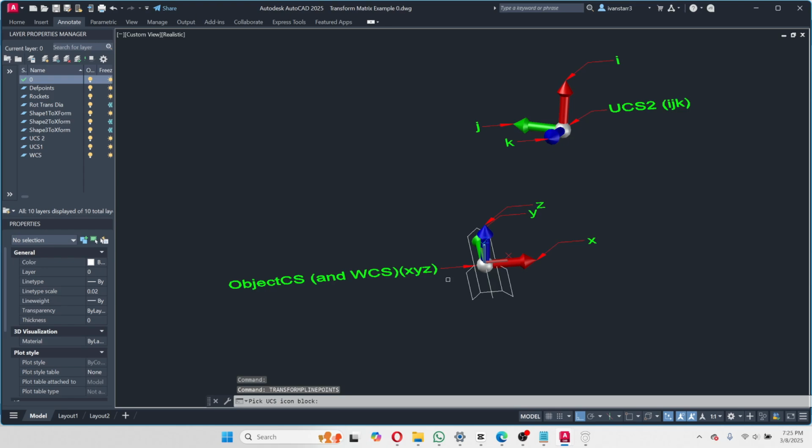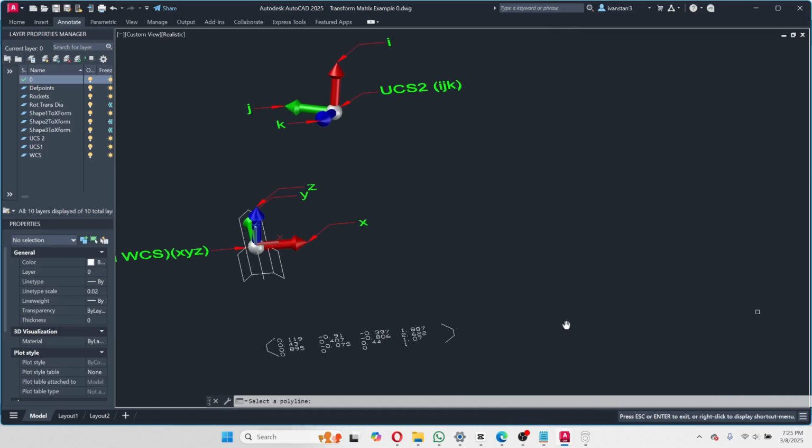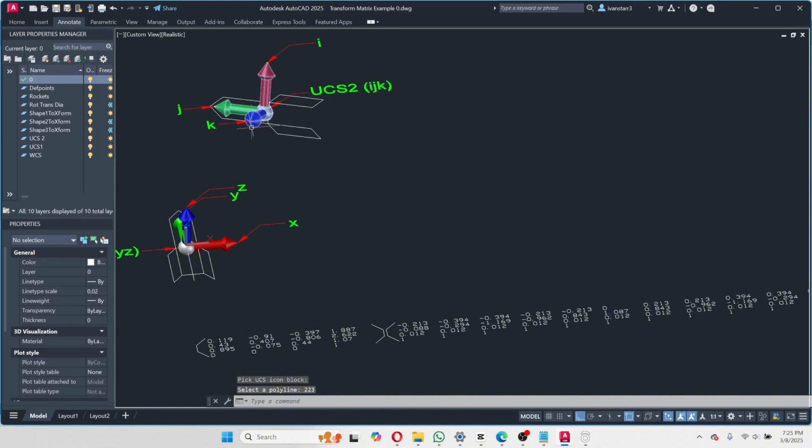First thing it asks me for is to pick the UCS icon block. And look what it did. It actually wrote out the transform matrix of this coordinate system. And now it wants me to select the polyline. So I'm going to select this polyline here, and watch, it's going to draw it over here, and it's going to put the points of the original polyline over here, and then it's going to put an equal sign, and it's going to put out the transform points. So boom, there it is.